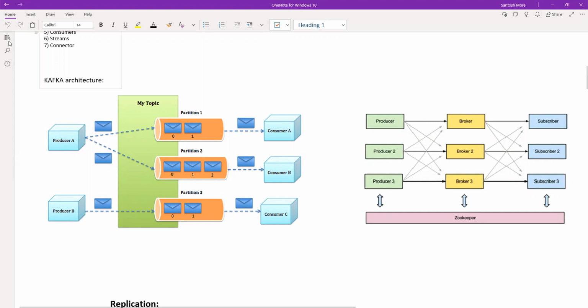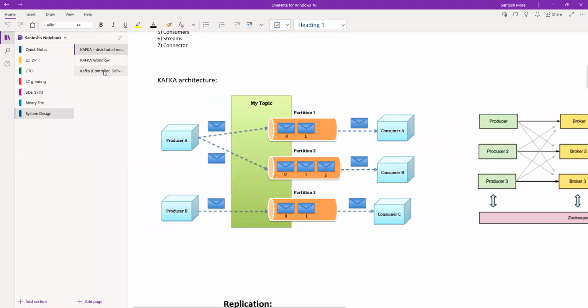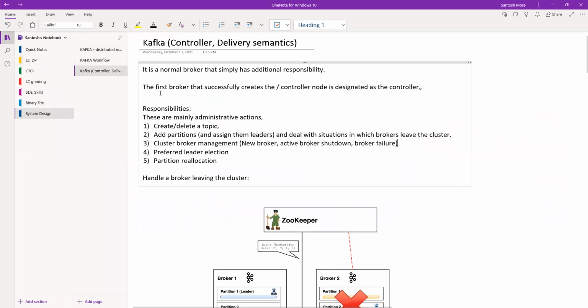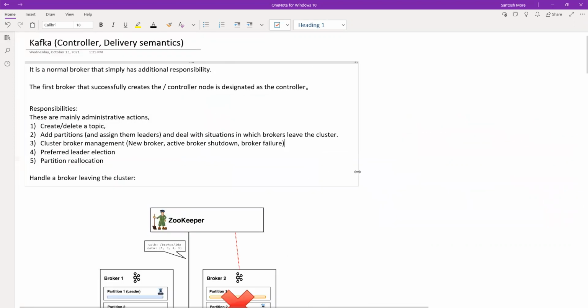But in this case, the controller broker is nothing but the same brokers that we have in a cluster. So one of the brokers in a cluster will become a controller, and the definition says it's just a normal broker that simply has an additional responsibility.